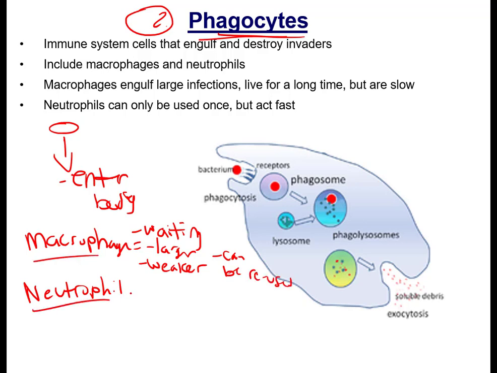Neutrophils, on the other hand, are circulating in your blood and they're looking out for any pathogens that get in your blood. Neutrophils are very strong. They're much stronger than macrophages. However, they can only be used one time and that's it. They're dead.